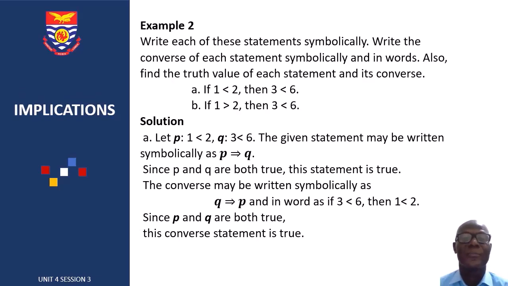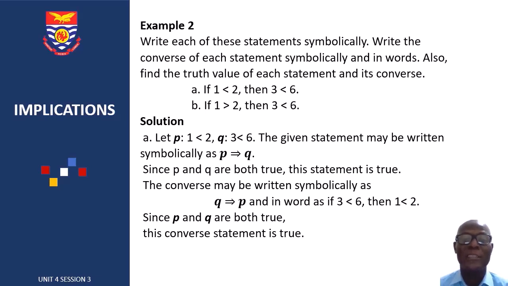Implications. Example 2. We are to write the following statement symbolically, write the converse symbolically, and find the truth value of the statement. For us to do this, we first let P be the statement 1 is less than 2, and Q be the statement 3 is less than 6. From the given statements, we can write symbolically P implies Q.